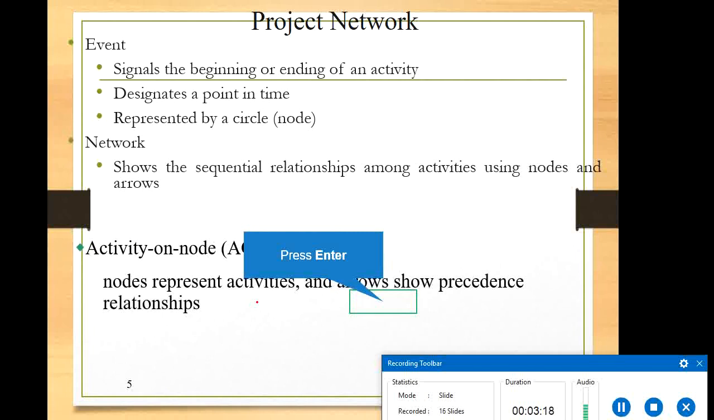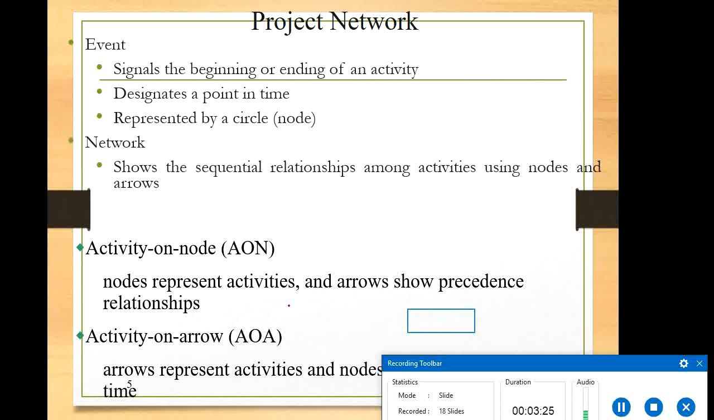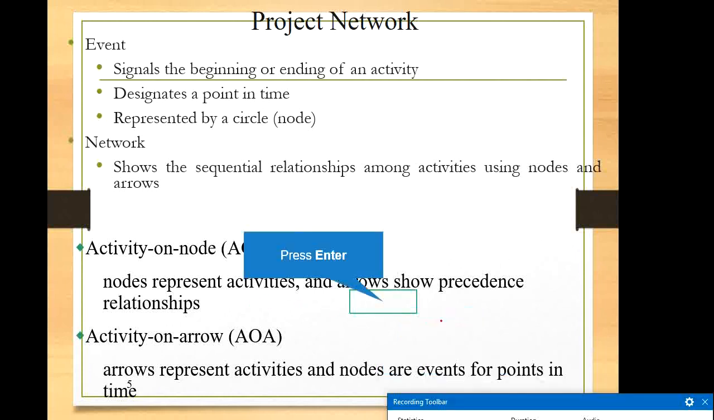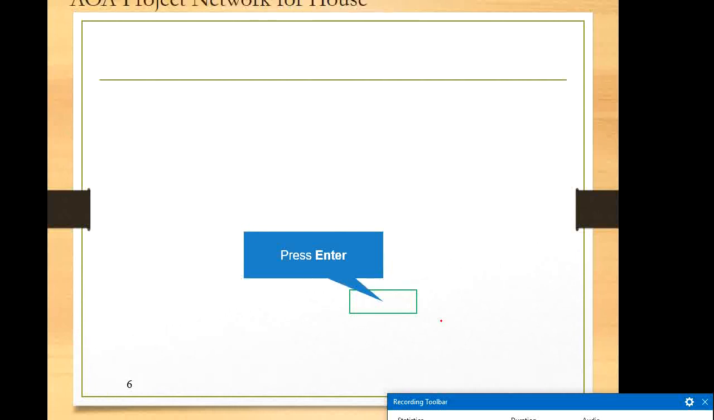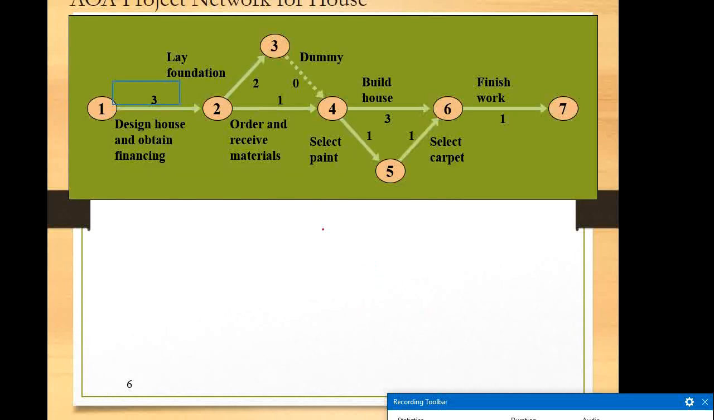Then activity on node: nodes represent activities and arrows show the precedence relationship, what comes first and next. Activity on arrow: arrows represent activities and nodes are events, or points in time. Now we take one example of activity on arrow, with the activity number.